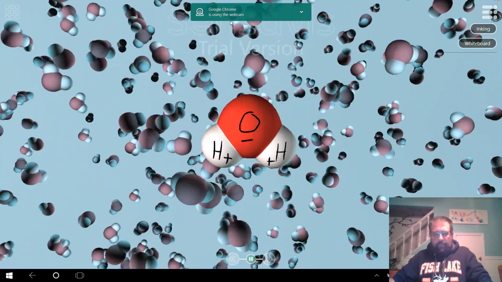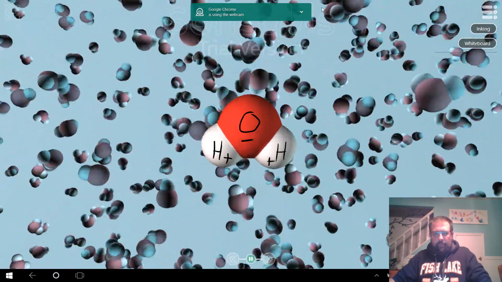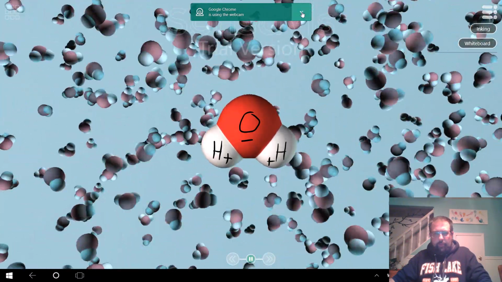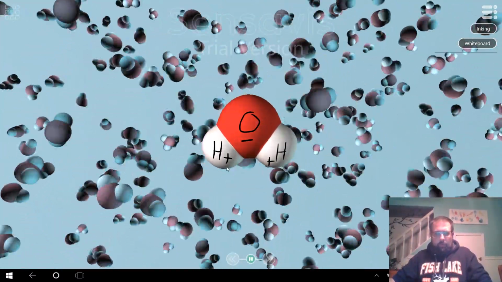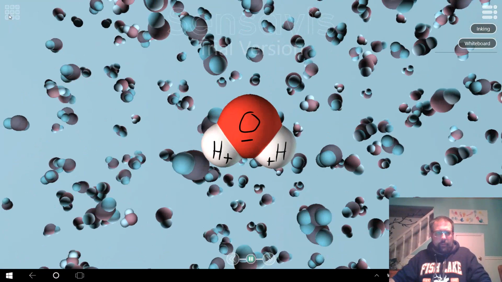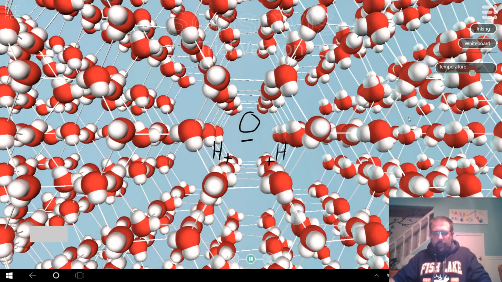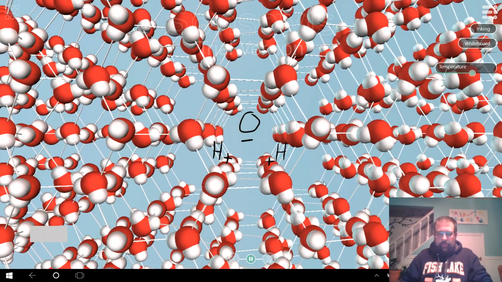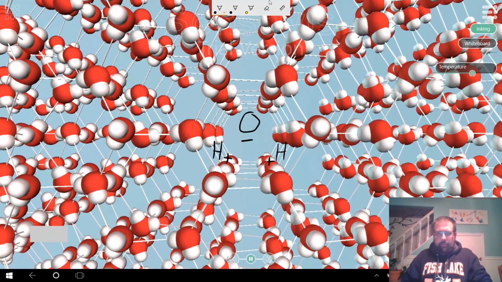Make sure you add charges. This will be important in the next step. So now let's take a look at what this molecule is doing in different states. So first let's look at solid. So on this, first I've got to get rid of my drawing.